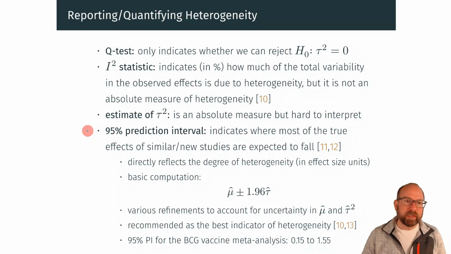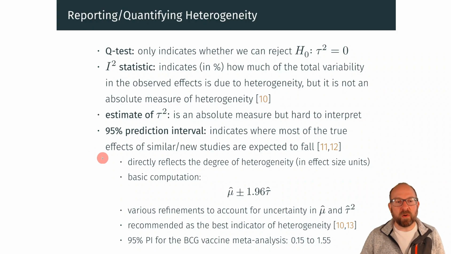So instead, or in addition, we may want to report a 95% prediction interval. This indicates a range where most of the true effects of similar or new studies are expected to fall, and this directly reflects the degree of heterogeneity in effect size units. The prediction interval is quite easy to compute. We take the average effect, plus and minus 1.96, times the standard deviation in the true effects, although there are various refinements to account for uncertainty in these estimates, but the principle remains the same. And this has been recommended as the best indicator of heterogeneity by various authors.